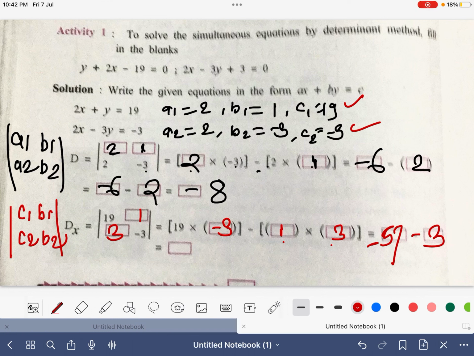Now your answer is 57. So the minus minus is there, so minus sign is just take a common and add these two numbers, so we get minus 60 as the answer. So likewise we have to complete this activity, to find the value of D, Dx and similarly Dy, and afterwards we have to calculate the value of x and y.